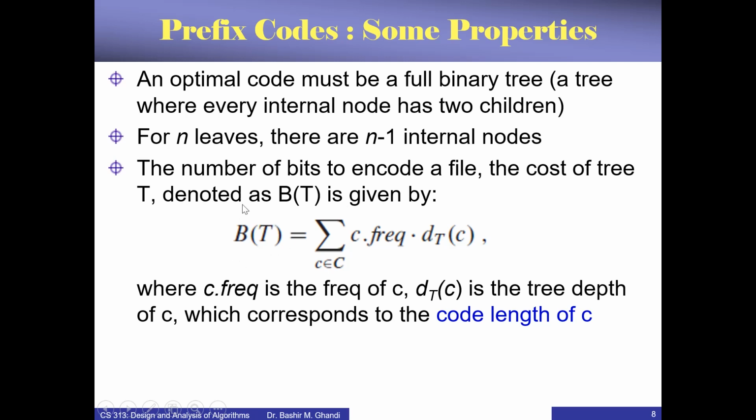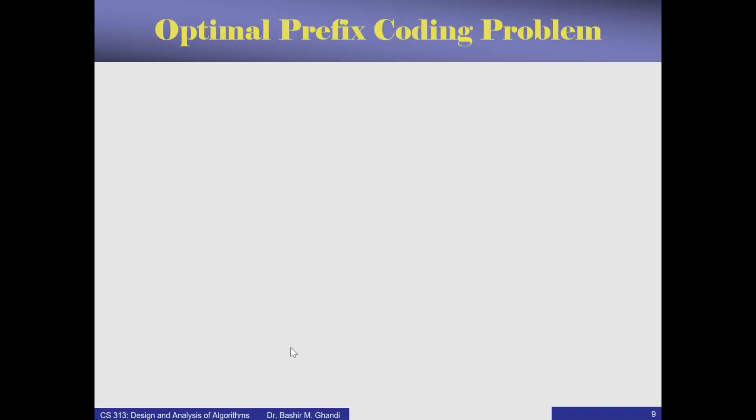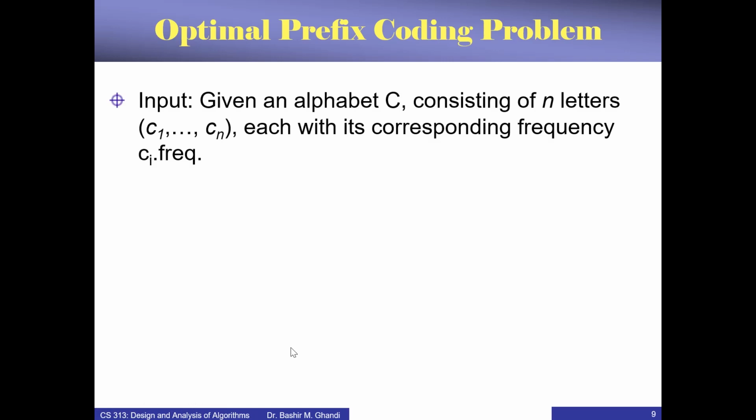It tells us the total cost of our tree is simply the sum of the products of the frequency of each character times its depth in the binary tree that is used to find the encoding scheme for our variable length encoding. So let us state our problem formally, and then we will see how Huffman helps solve this problem. The optimal prefix encoding problem. This is exactly what the Huffman algorithm tries to solve.